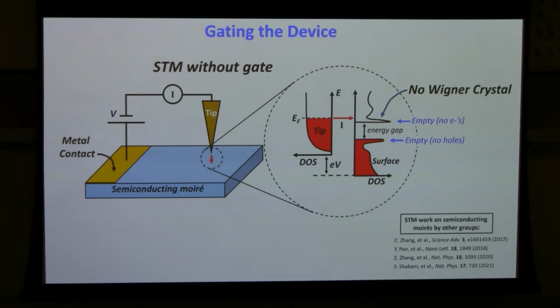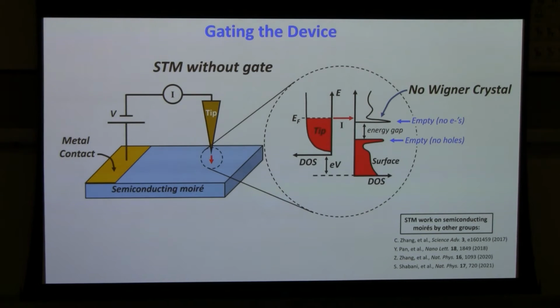What does that mean? To explain, first I just want to show you a cartoon of an STM experiment without a gate. This is sort of conventional STM. You take your tip, you put it on top of a material you're interested in looking at, such as a semiconducting moire heterobilayer, and you hook a wire to it with a battery and you measure the current. Microscopically, you have the density of states of the tip and you have electrons in the tip. The red color means filled electron states. They tunnel from the tip into the semiconductor.